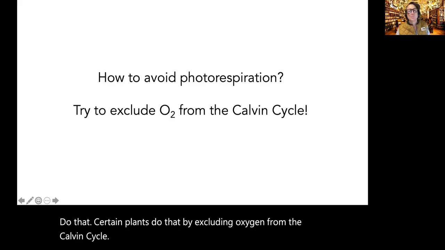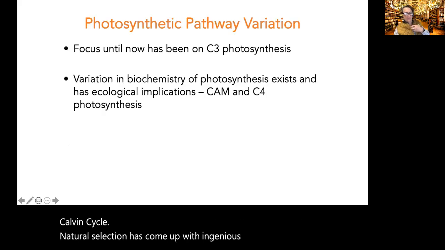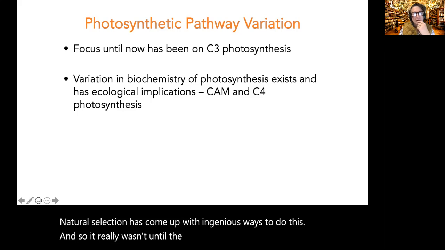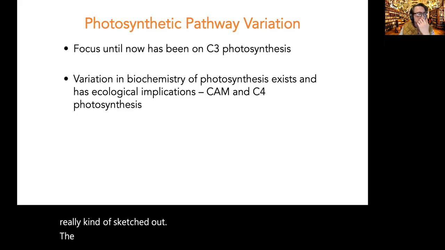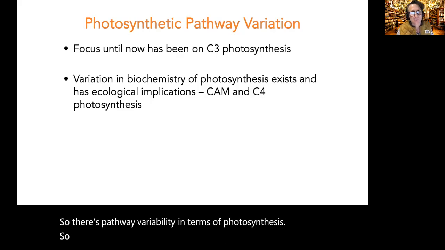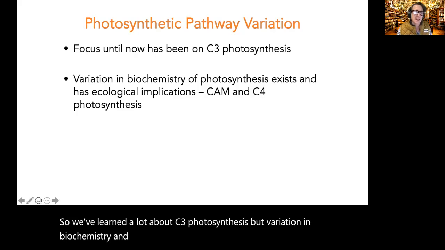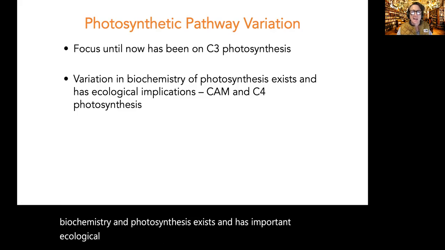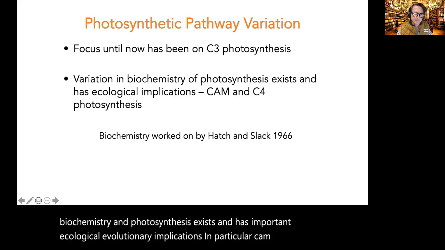Natural selection has come up with ingenious ways to do this. And so it really wasn't until the last, say, 50 or so years that we've really sketched out the importance of photosynthetic diversity. So there's pathway variability in terms of photosynthesis. We've learned a lot about C3 photosynthesis, but variation in biochemistry and photosynthesis exists and has important ecological and evolutionary implications, in particular CAM and C4 photosynthesis.